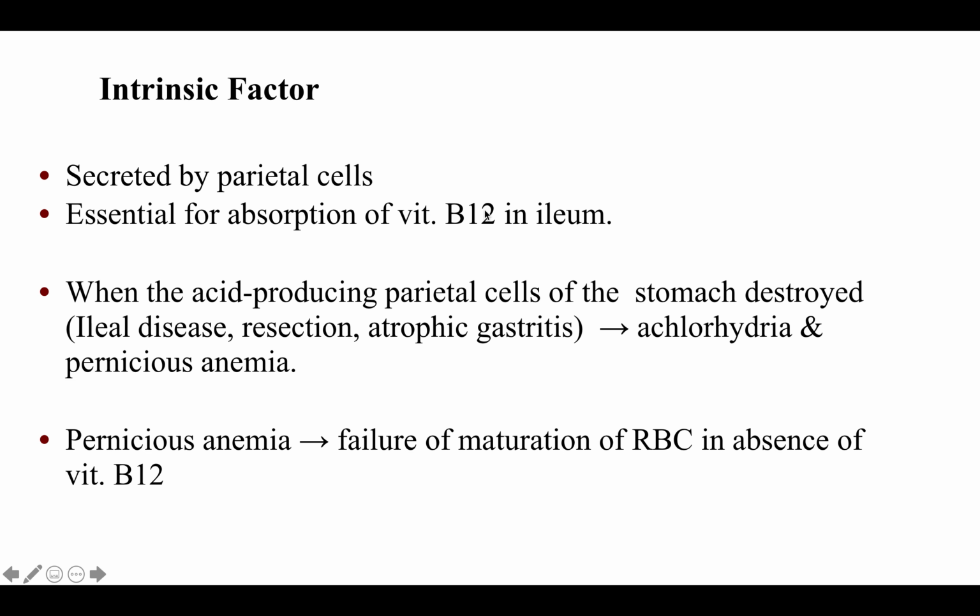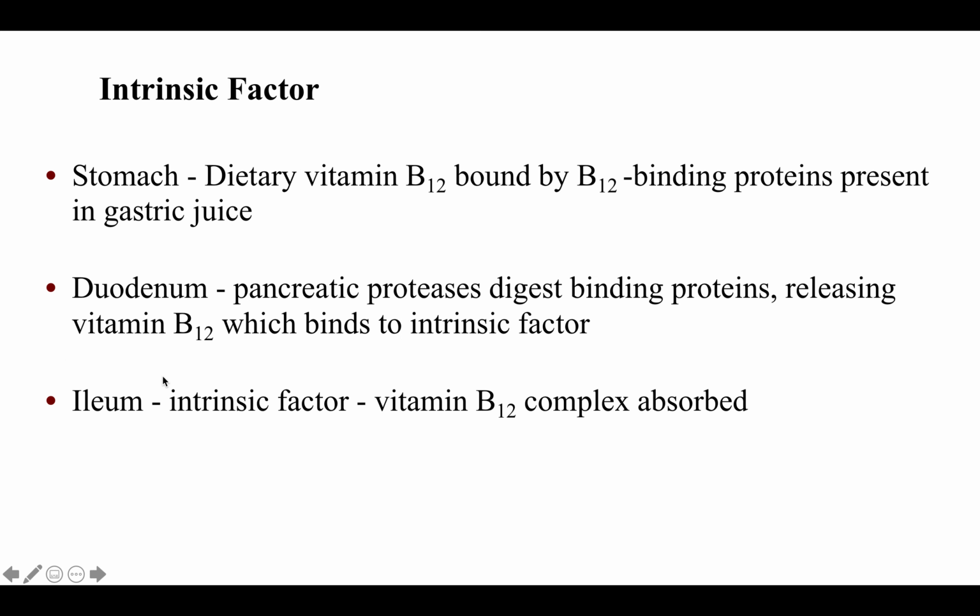And when there is destruction of these parietal cells within the stomach, for example, ileal disease, surgery, or atrophic gastritis, a chronic inflammation of the gastric mucosa, this would result in achlorhydria, which means there is no HCl secretion, and pernicious anemia. Pernicious anemia results from the failure of maturation of the red blood cells because there is no vitamin B12.